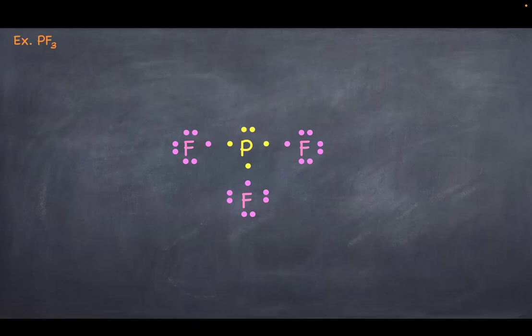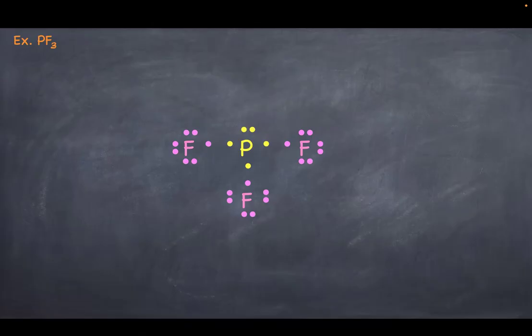So the first example is PF3. P belongs to group 5, so it's the central atom. We'll bring its 5 valence electrons. We also have 3 fluorines, so we put them all around. Each of them brings its own 7 valence electrons. And then what happens between them is they start sharing these electrons because we have a covalent bond between them. P is a nonmetal, F is a nonmetal, so they start making a covalent bond or covalent bonds.